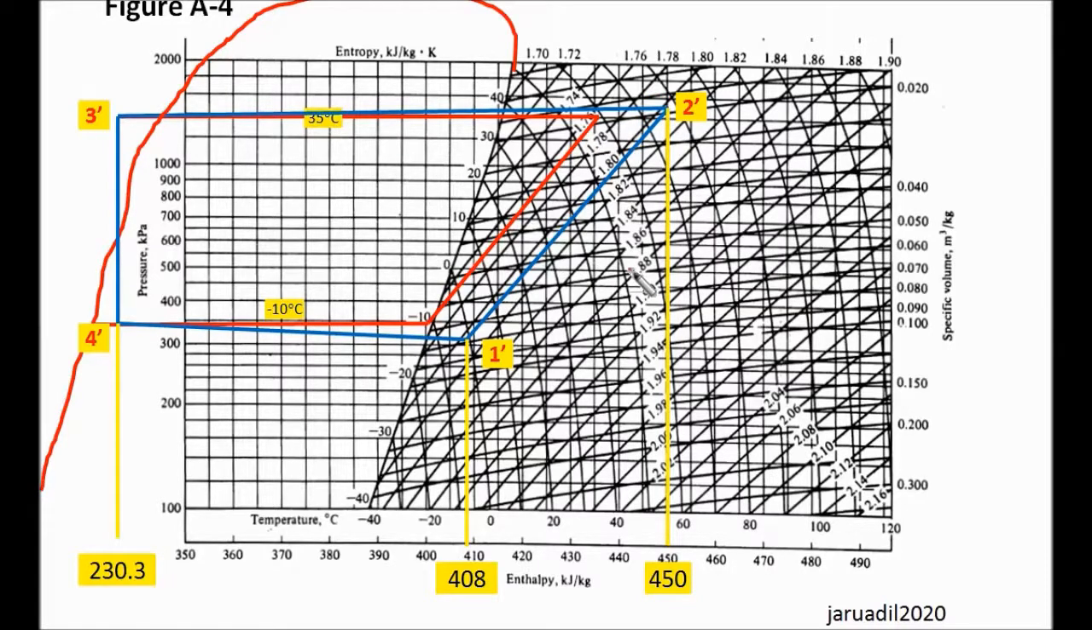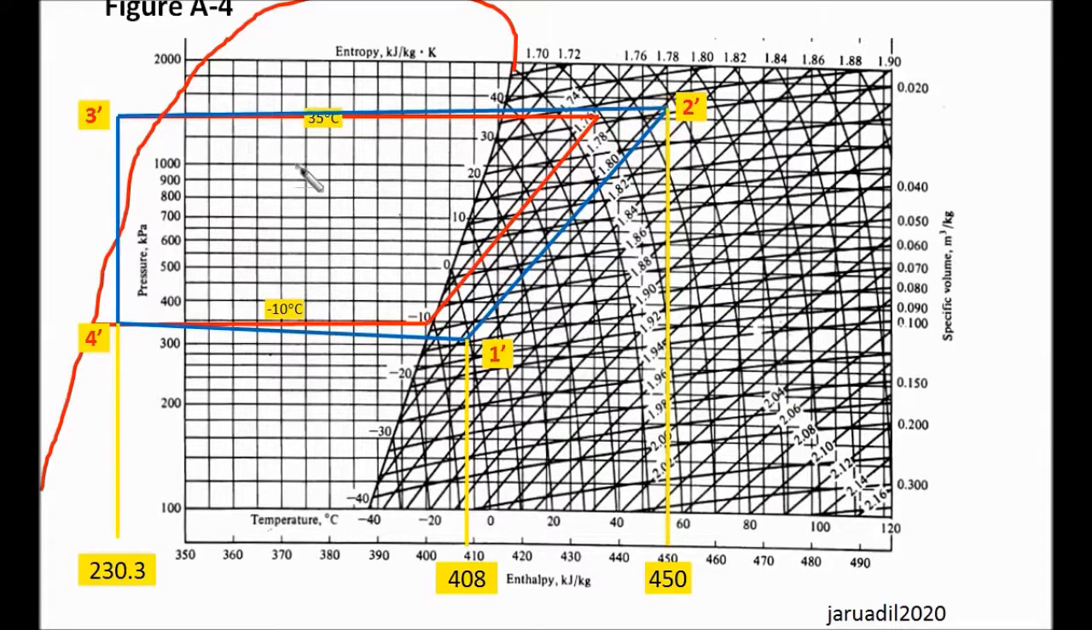So kung makita nyo dito, kung babasahin mo yung H niya at 1 prime, so 408. Magdodraw ka lang ng vertical line kasi constant, ito yung enthalpy niya. So, from this point, dodraw ka ng vertical, kung saan tumama yan, yun ang enthalpy mo. Okay. So, ito naman, 2 prime, paano naman ito?